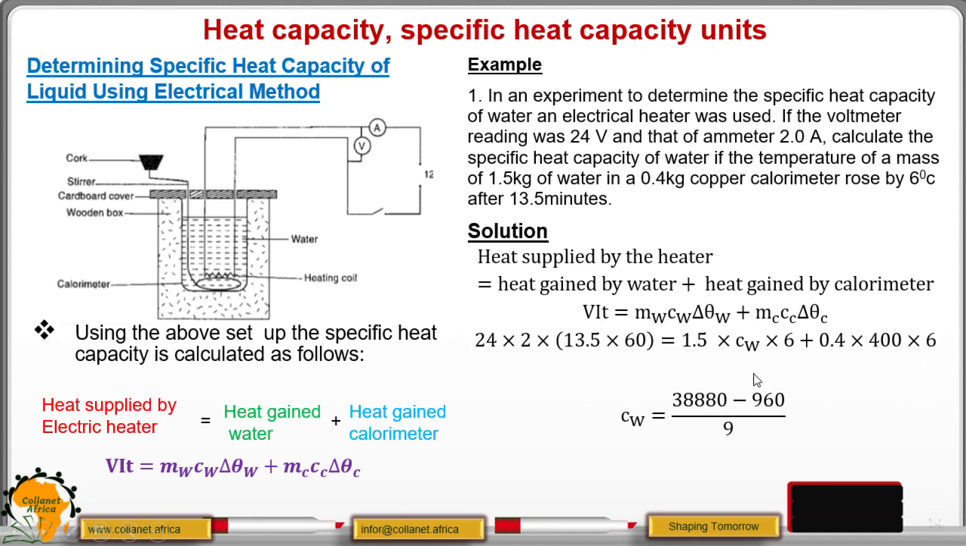So after multiplying these values, you'll get 8,880. And when you multiply 0.4 times 400 times 6, you get 960. Then when you multiply 6 times 1.5, you get 9. So to get the specific heat capacity of water, you subtract and then you divide. And when you do that, you'll get approximately 4,213.33 joules per kilogram per Kelvin. That way, you're able to get the specific heat capacity of water.